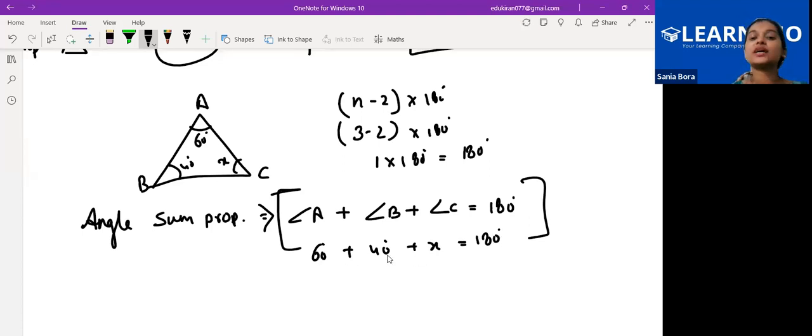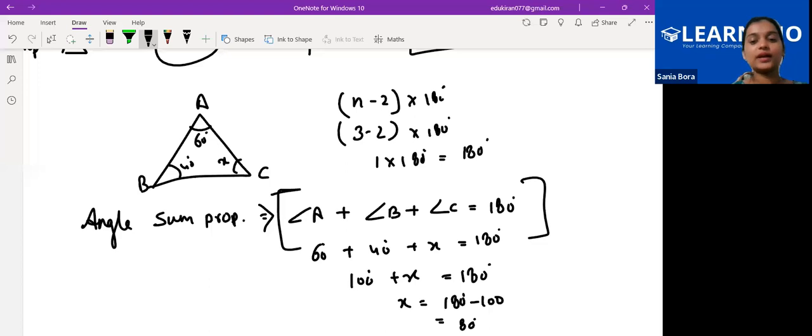So 60 and 40 added would give you 100, plus x, so 100 plus x equals 180 degrees. So x would be 180 degrees minus 100, which gives me 80 degrees. This is how you find the value of x, which would be 80 degrees. I hope it's clear?